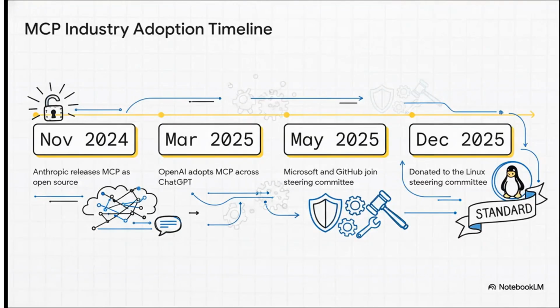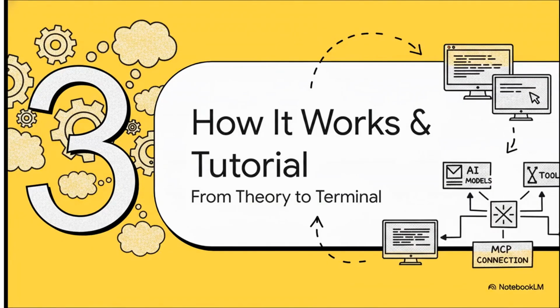That's the whole setup. And check out how fast this became the standard. It's kind of wild. Anthropic released it in late 2024. Within months, OpenAI, Microsoft, and Google all jumped on board. By the end of 2025, it was donated to the Linux Foundation, making it a permanent piece of infrastructure for everyone. Look, this kind of thing almost never happens in tech. When you get your biggest rivals to agree on a single standard, you know it's not just a trend, it's foundational. Okay, on to Section 3.